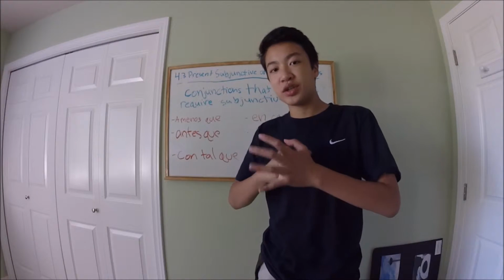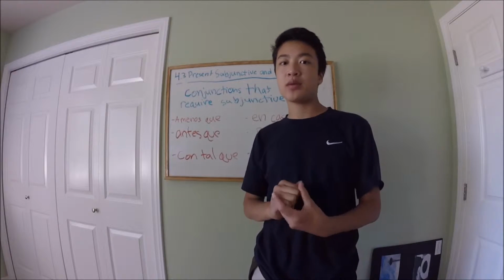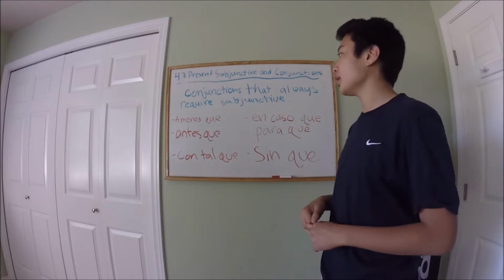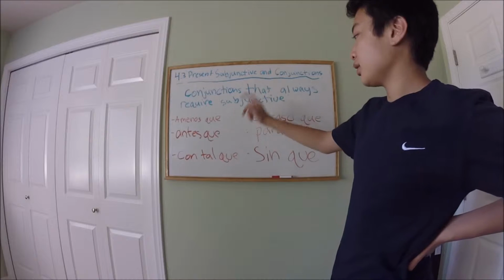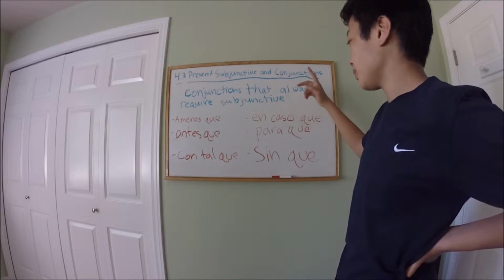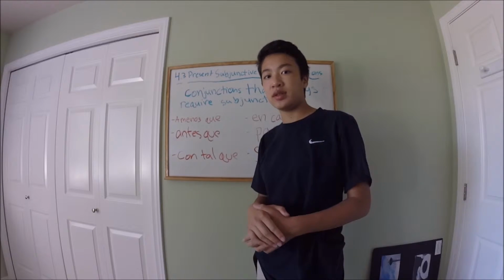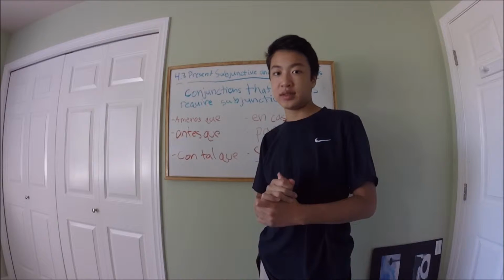When using conjunctions in the subjunctive, there are always a couple of conjunctions that require using the subjunctive. Here are some of them. One is a menos que, antes que, con tal que, en caso que, para que, and sin que. So these 6 will always require you to use the subjunctive after these conjunctions are used in a sentence.